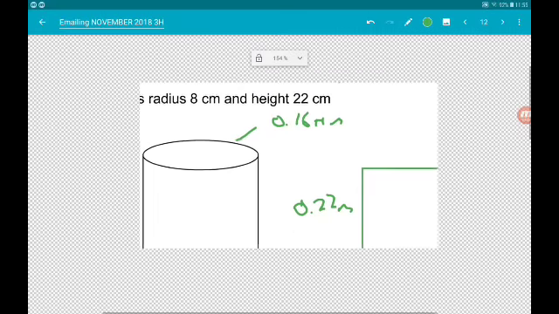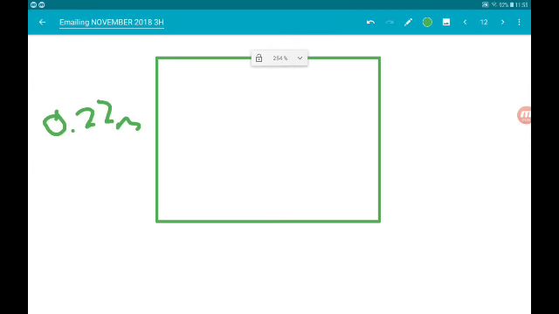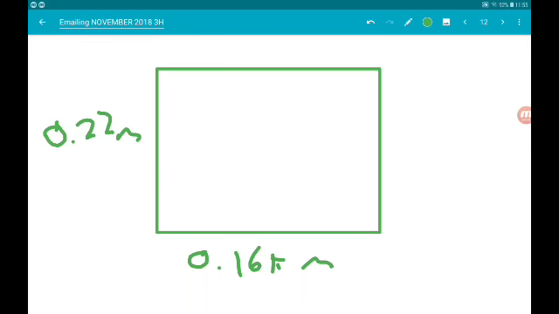metres. So the area of this rectangle is 0.22 metres times 0.16 pi metres, and that is going to give us 0.11 metres squared. If we go to 2 decimal places.